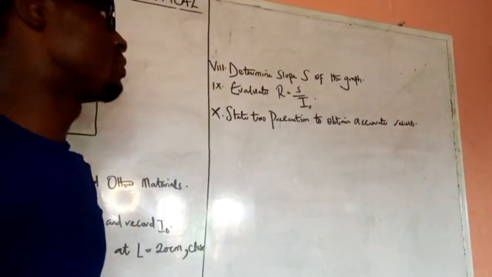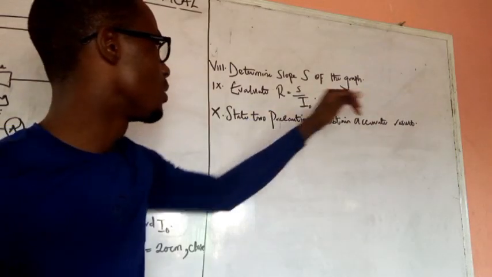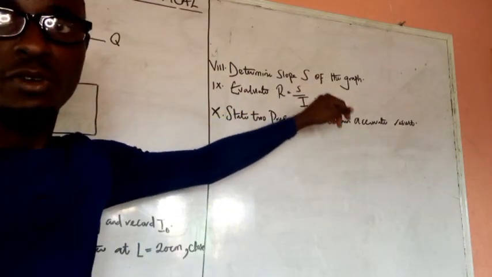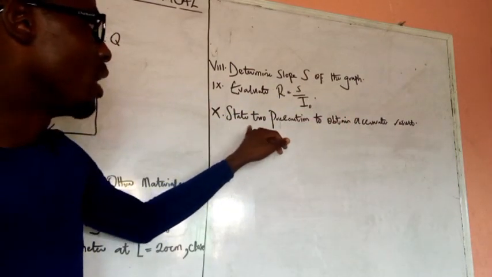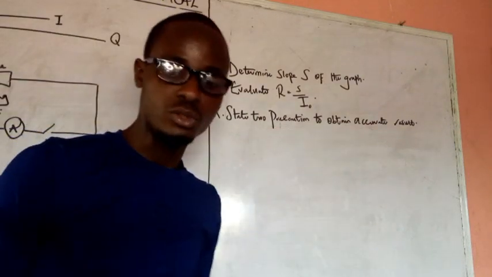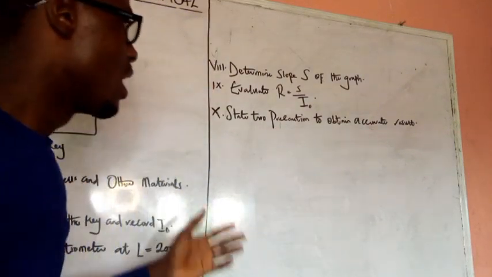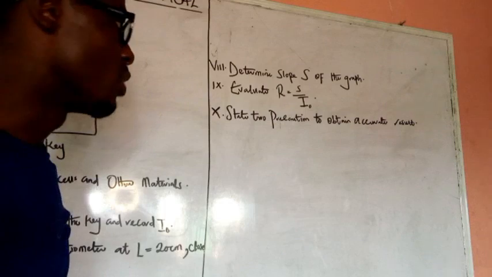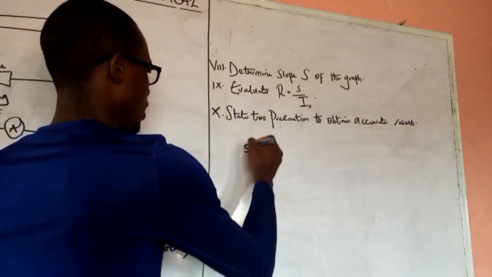Alright, just a few left. Determine the slope S of the graph, then evaluate R equals S over I naught. Then at the end of the day, we have to state two precautions to obtain accurate results. And as I've said earlier, you can prepare your table ahead. So now let's look at the serial number.